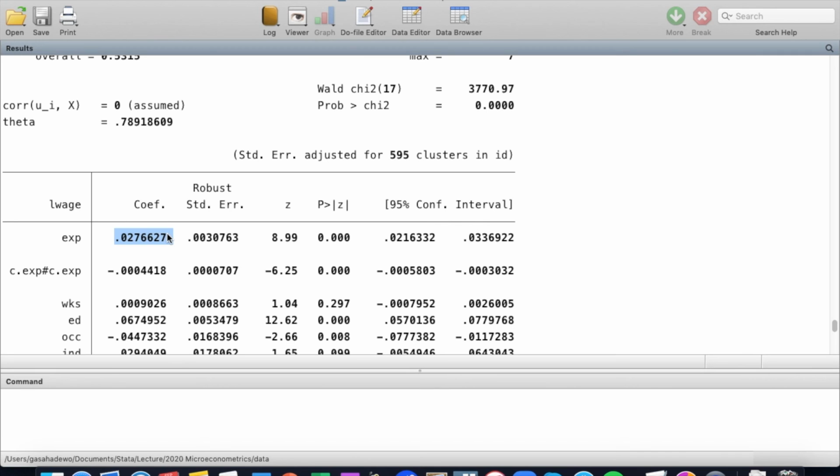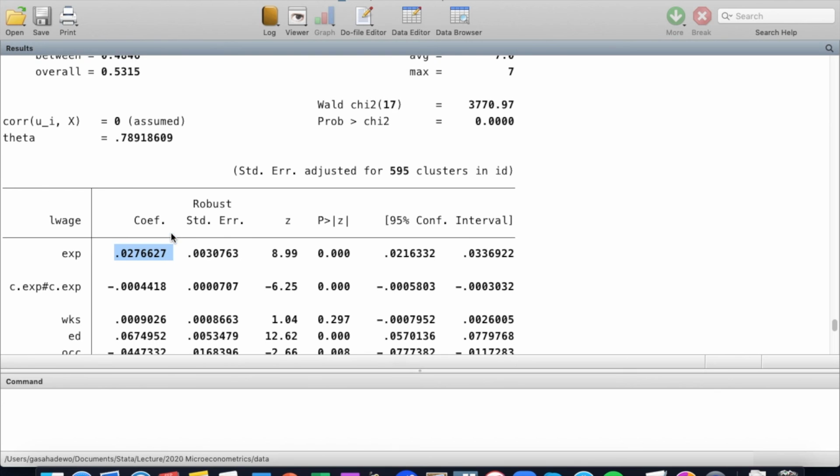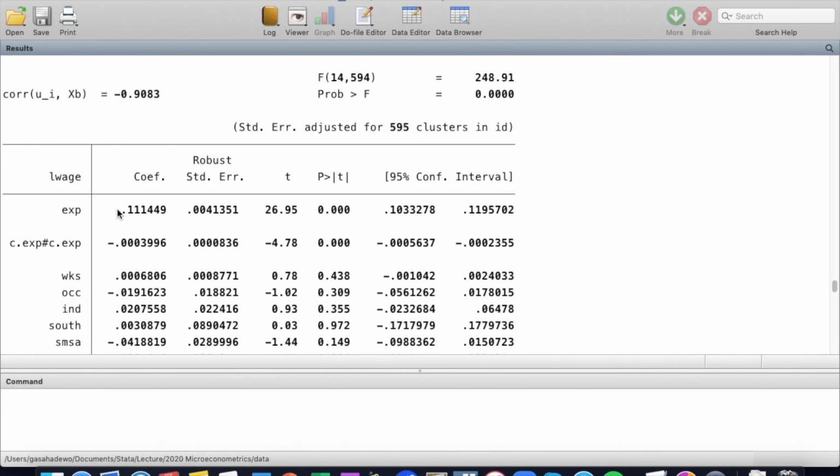If it's correlated, then the OLS regression and the random effect regression are not going to be valid, because they are going to produce a biased estimate. In this particular case, if we assume that the experience and the unobserved heterogeneity are correlated, then our fixed effect estimation is going to be more desirable.